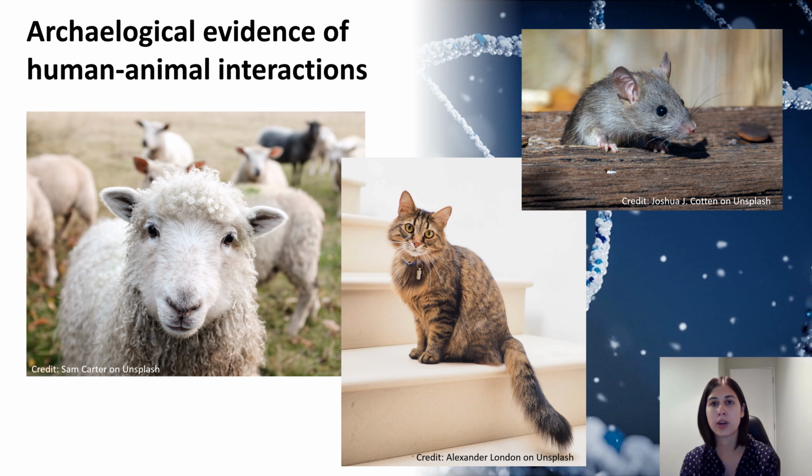Archaeologists often find animal bones at sites where humans once lived. These bones could have come from farm animals or animals that were hunted for food, from pets like cats or dogs, or just from pest species like rats.